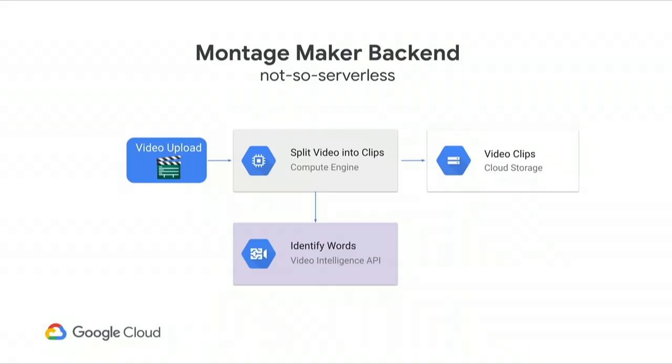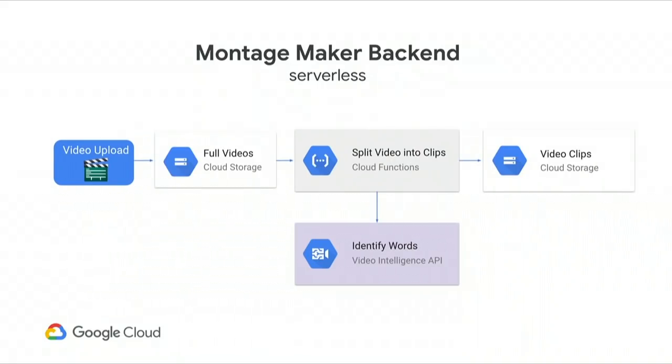So a backend that isn't serverless might look something like this. This is your code sitting on, say, Compute Engine, a VM, whatever. You give it a video. It uses the Video Intelligence API, which can give you the start and end times for every word, and using that information, cuts up the video into word clips.